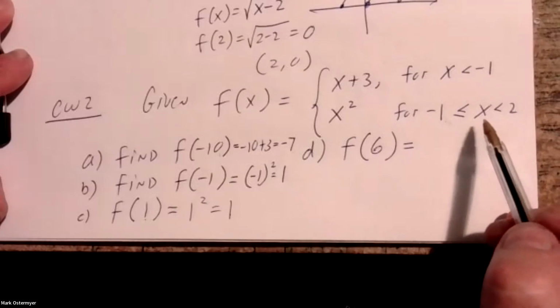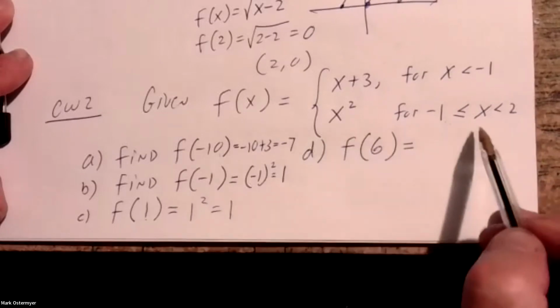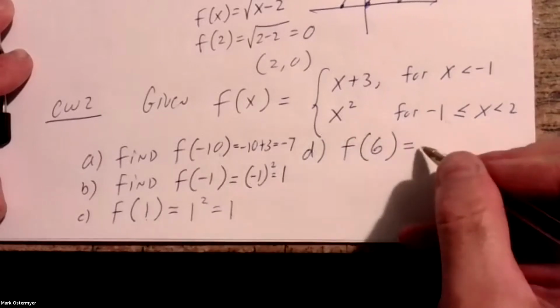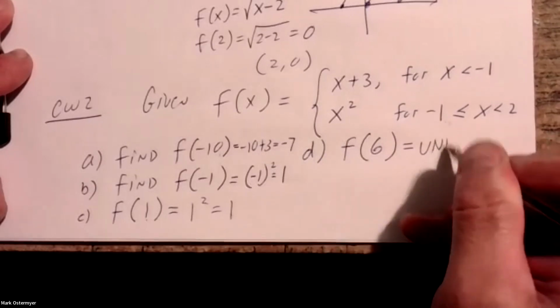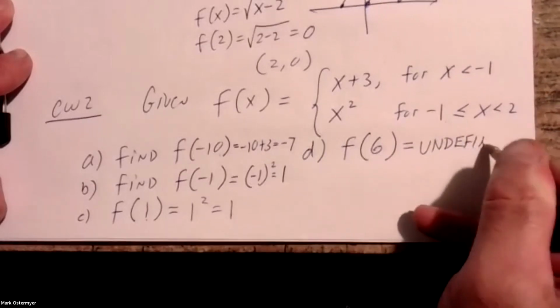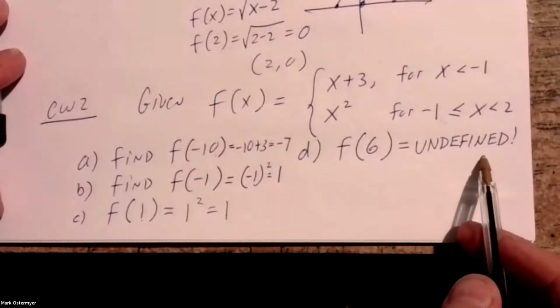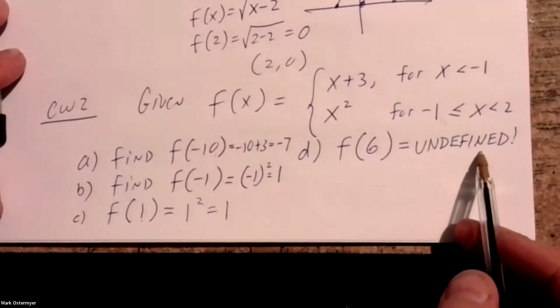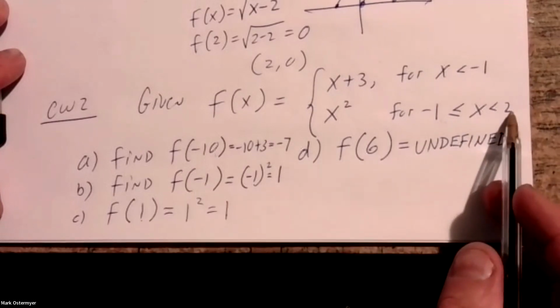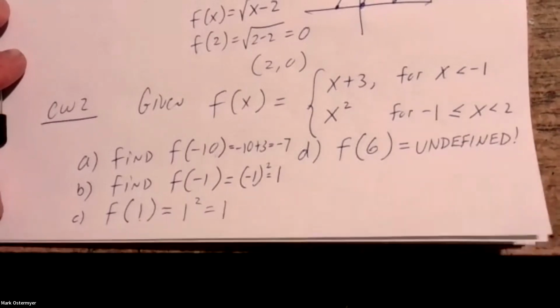In fact, ladies and gentlemen, there is no definition for this function for values that are greater than or equal to 2. So we would say this is undefined. Undefined, because there's no definition for what it should be. If we put values in this function that are greater than or equal to 2, there's no definition for the function. Undefined.